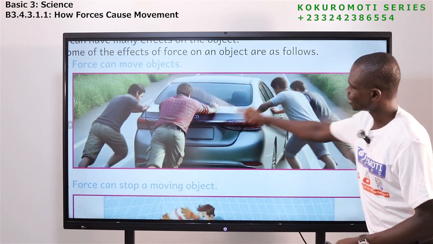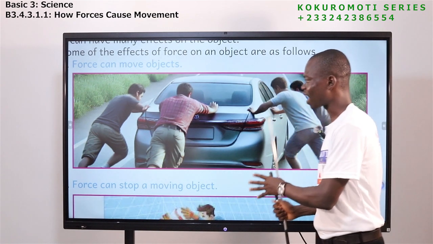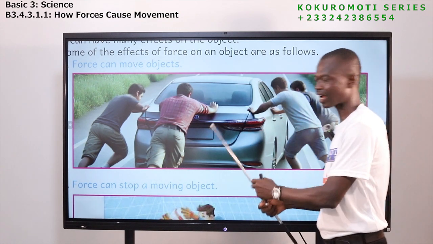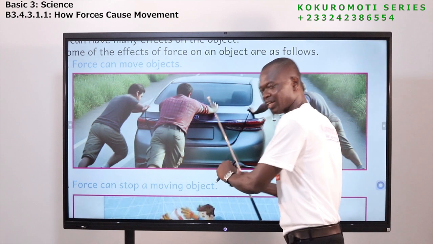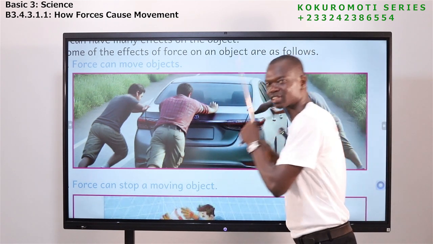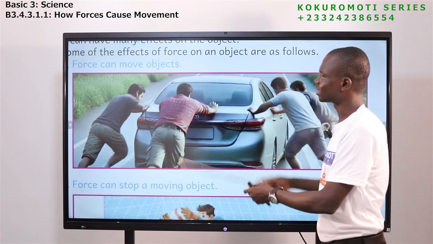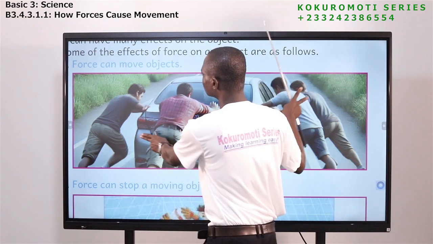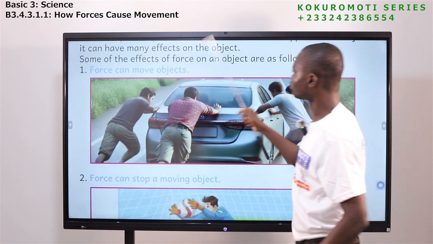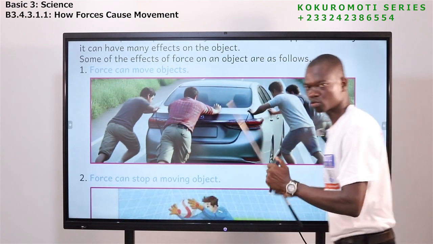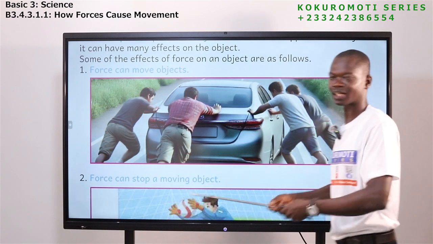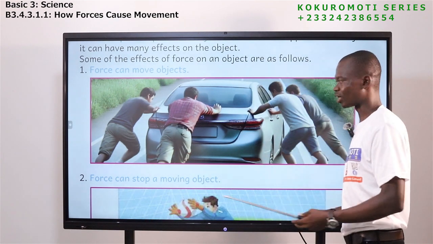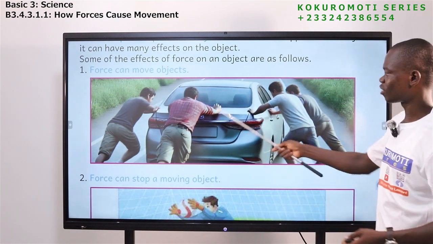Yes, there is a car here. What are they doing to the car? Are they pulling the car or pushing the car? They are pushing the car. So they are forcing the car to move. We are saying that force can move objects. So if you apply force to an object, it can cause it to move. That is why they are applying force to it.